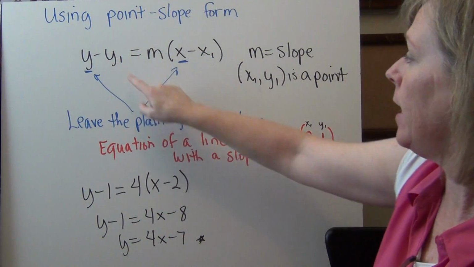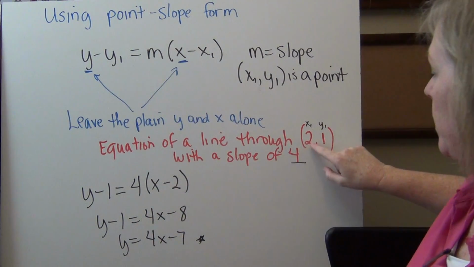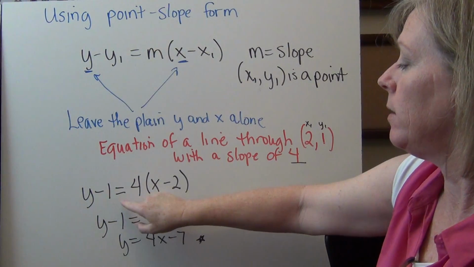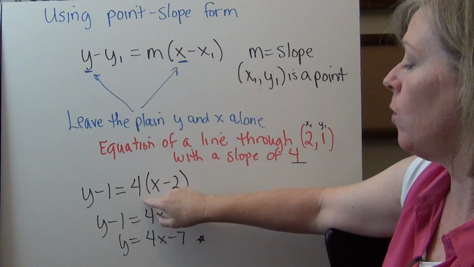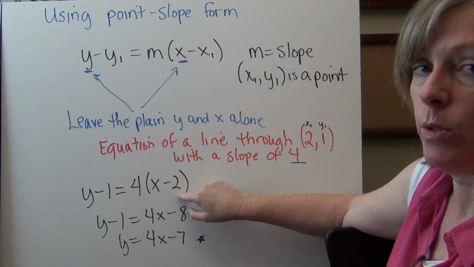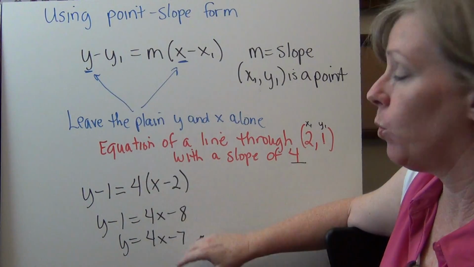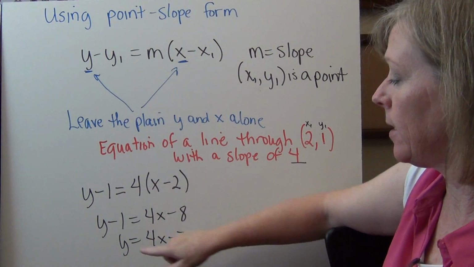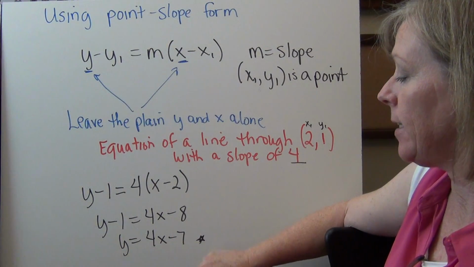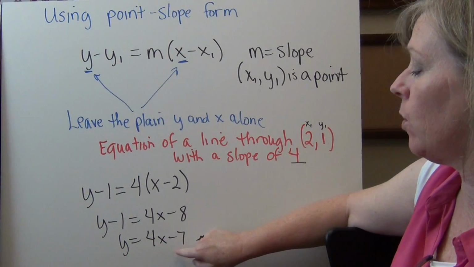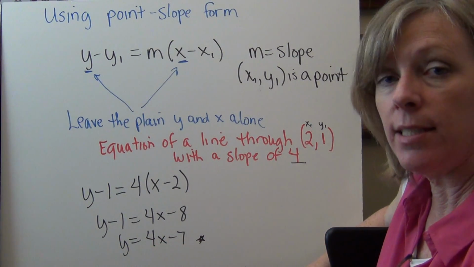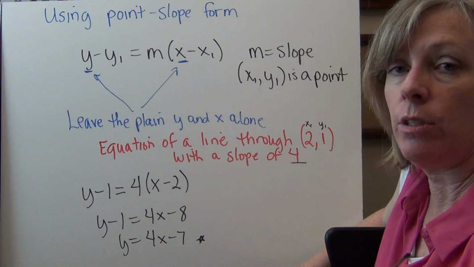Then this is x1 over here, so I plug that in. Y minus 1 equals 4 times x minus 2. Okay? Now I'm simply going to work the equation. I distribute on the right-hand side. I add 1 to both sides, and I end up with an equation y equals 4x minus 7. It's in slope-intercept form. It's finished.